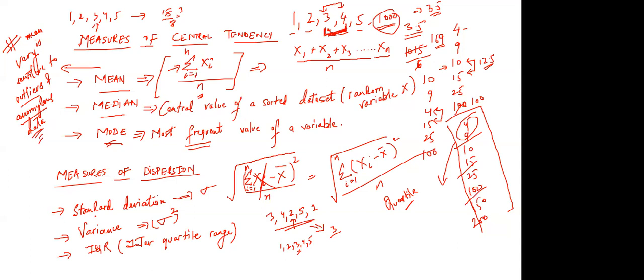Now measures of dispersion are primarily three: standard deviation, variance and interquartile range. So the formula I have written here is the formula for standard deviation. Okay, xi minus x bar, the whole square, divided by n.